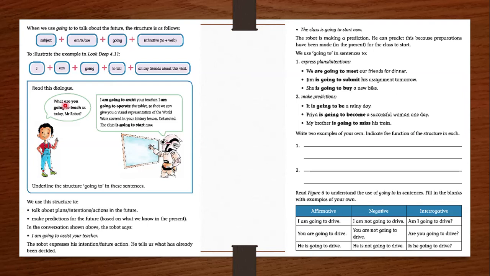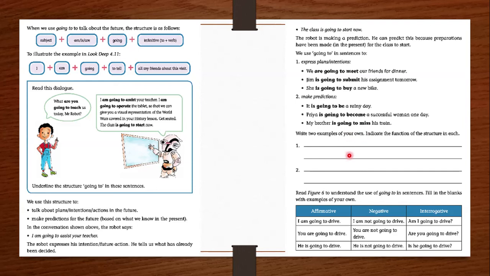Okay, so after all this summary, we saw that we can express the future in two different types of sentences. One is expressing plans and intentions, and another one is making predictions. One example is, she is going to buy a new bike. She's going to buy, that's an intention, that's a plan of hers. Here, my brother is going to miss his train. We are predicting because he is getting ready very late.